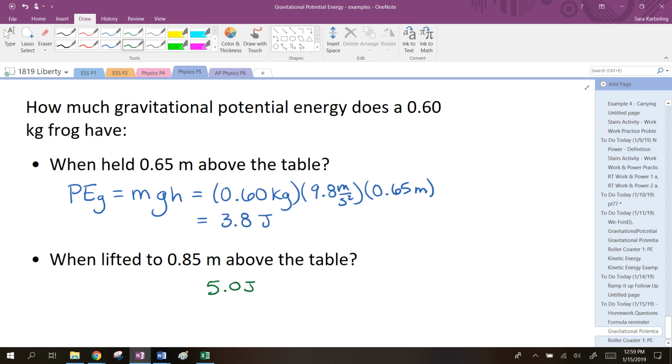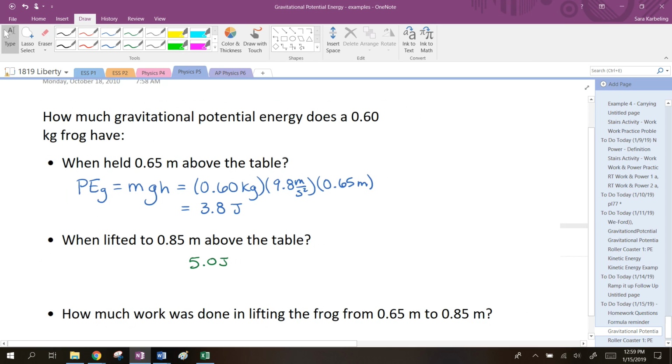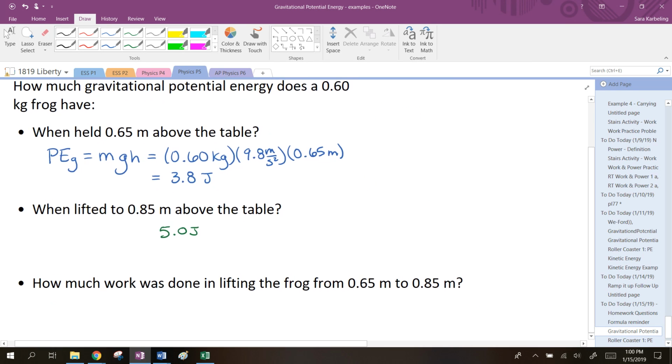All right, now here's my question. Why did we do this? No, I know that because there's one more question in here. The question I really care about is how much work was done in lifting the frog from that 0.65 to that 0.85. So here he is at 0.65, and I'm going to lift him. Do you guys agree that I'm going to do work? Apply a force over a distance? For sure, I did some work. I want to know how much work I did. Can you figure that out?